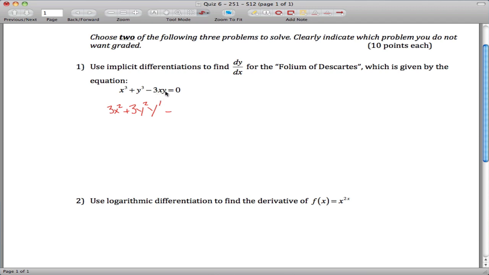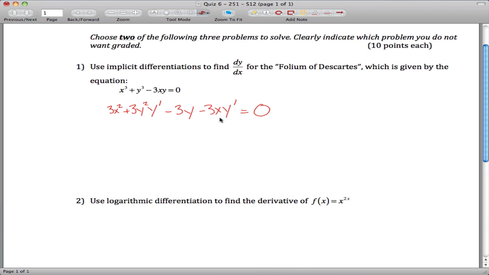Maybe 3x is one of the functions and y is the other function. So we got the derivative of 3x is 3 times y, and then leave the 3x alone and take the derivative of y, which is y prime. And derivative of 0 is just 0. So you get to here. We want to solve for y prime.